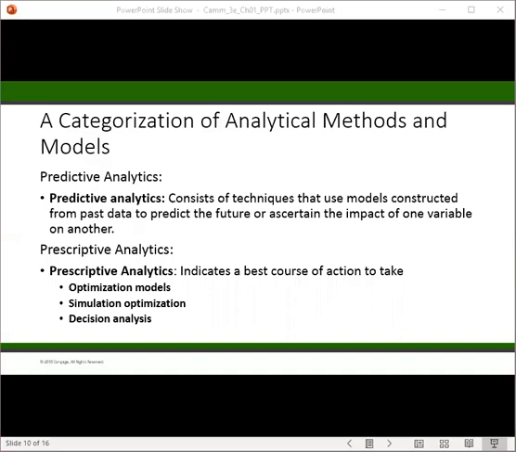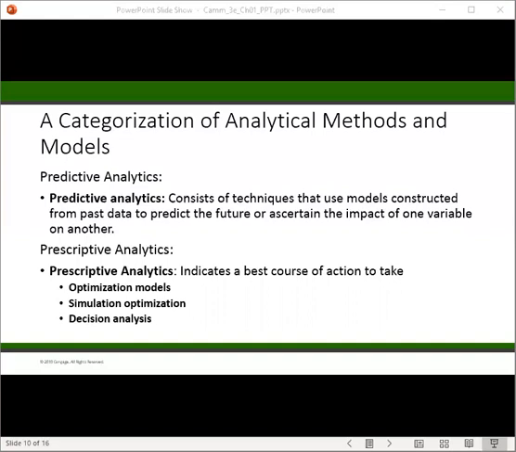The techniques used in predictive analytics include linear regression, time series analysis, data mining to find patterns or relationships among elements of the data, and simulation, and that involves the use of probability and statistics to construct a computer model to study the impact of uncertainty on a decision.